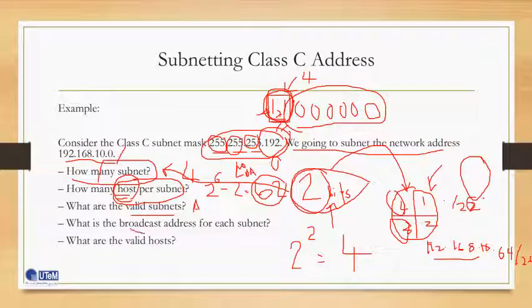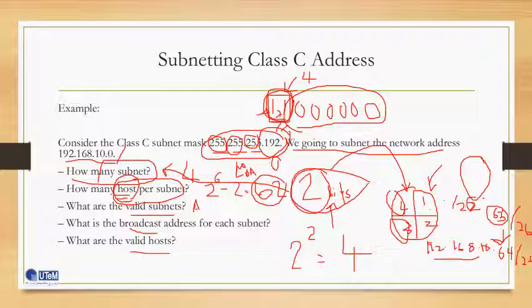What is broadcast? Broadcast is the last address in each subnet. So here for subnet 1, 192.168.10.63. This must be before 64, because the next is 64. So the last address in the first subnet is 63/26.